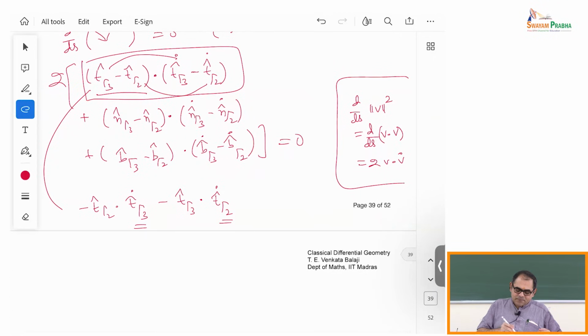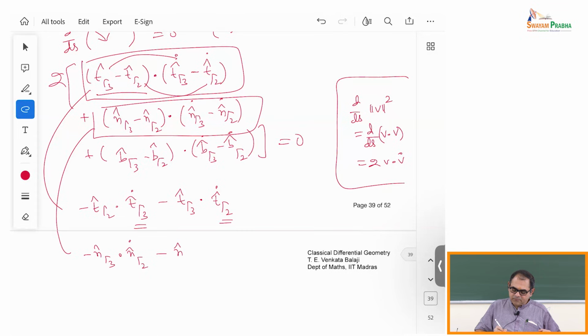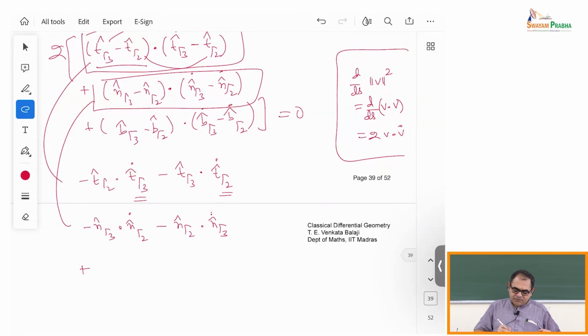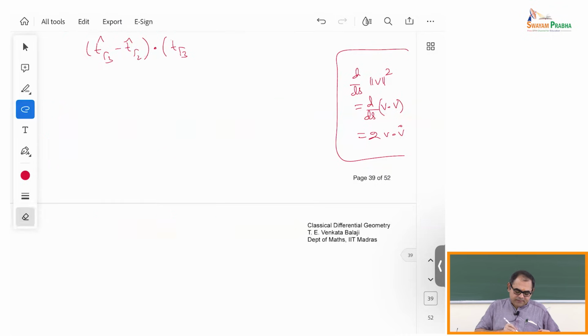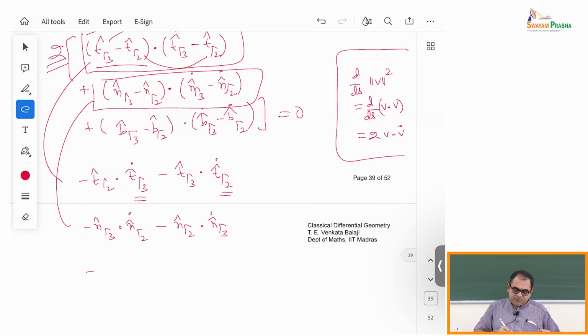So you see, this is the first term. What is the second term? I will get similarly minus n cap gamma 3 dot n cap dot gamma 2 minus n cap gamma 2 dot n cap dot gamma 3, and of course the factor 2 I forget, and the third one will be again a minus, so I will get minus b cap gamma 3 dot b cap dot gamma 2 minus b cap gamma 2 dot b cap dot gamma 3. So you have to show this is equal to 0.